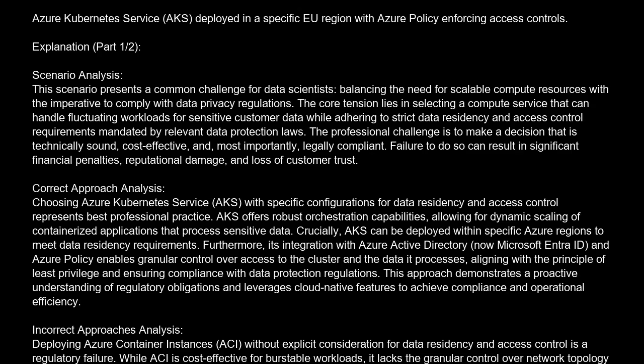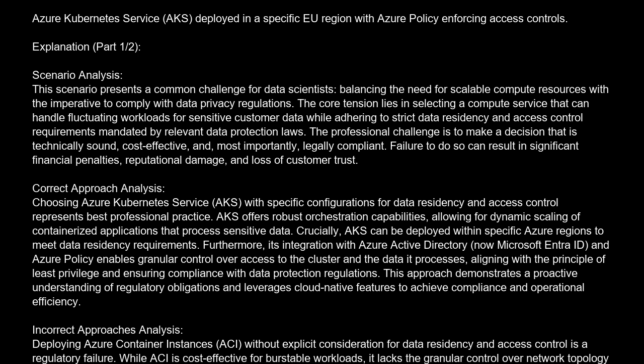The correct answer is A. Azure Kubernetes Service (AKS) deployed in a specific EU region with Azure Policy enforcing access controls. Explanation: scenario analysis. This scenario presents a common challenge for data scientists, balancing the need for scalable compute resources with the imperative to comply with data privacy regulations.